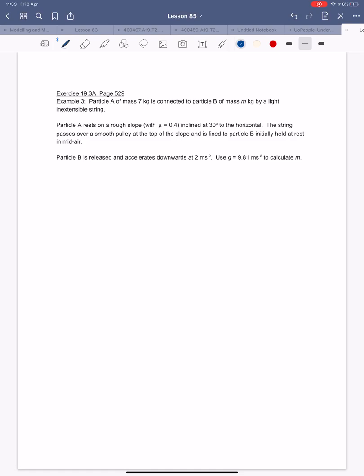Right, example 3. A particle A of mass 7 kg is connected to particle B of mass m by a light inextensible string. Particle A rests on a rough slope, inclined at 30 degrees to the horizontal. I've got the diagram in front of me as well in case I start wondering what it looks like, but I think I've got enough information here. So I've got particle A. That one there, that's the 30 degrees. This is particle A. The string passes over a smooth pulley.